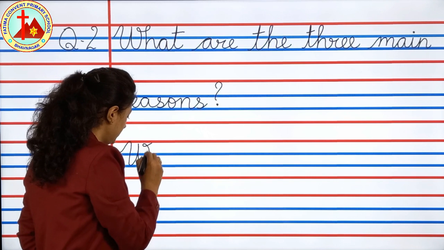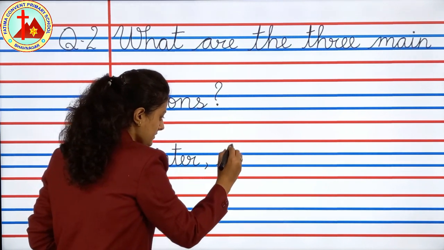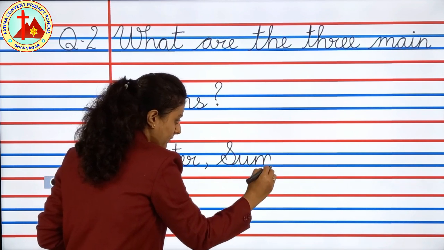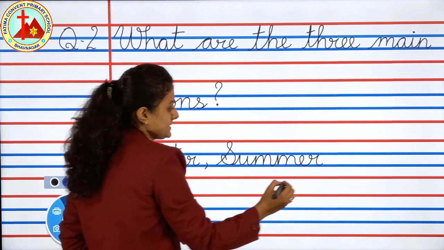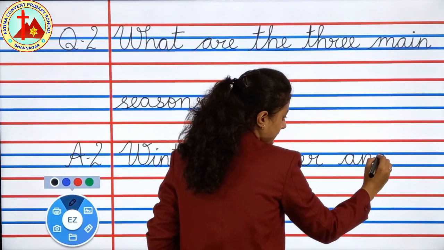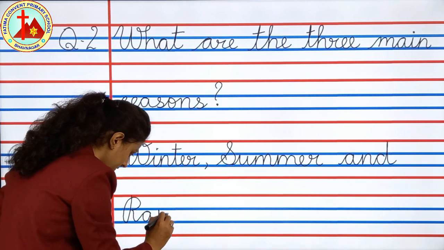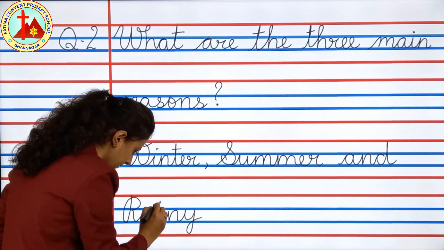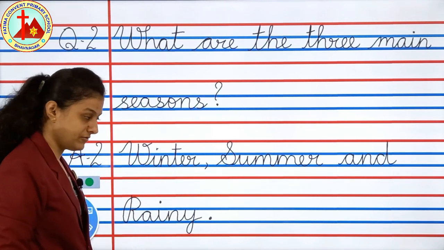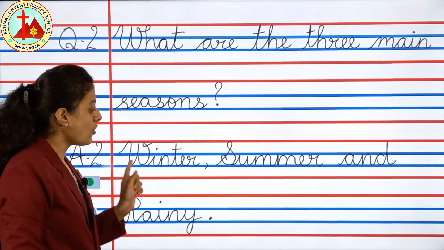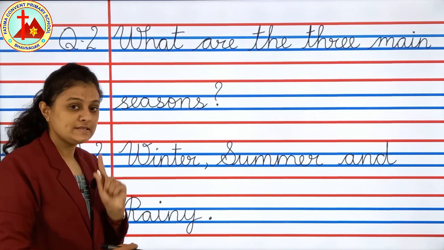First letter capital, winter, comma, summer, S capital here also because it is a name of the season, okay? And in double M, be careful, many of you all are making mistakes. Summer and. Then again, rainy, R capital, because it is a name of the season. Dot on I. What are the 3 main seasons? Answer is winter, summer and rainy. Here, be careful children, in this answer, all the 3 are the names of the season, so all will start with cursive capital letter, okay? So be careful, see twice and write.